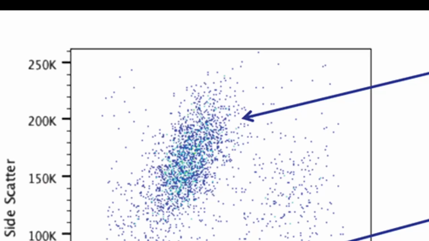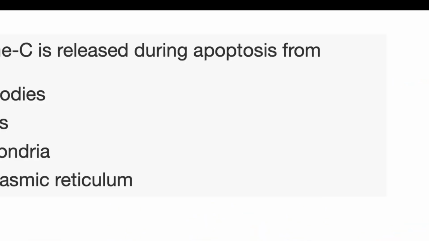Okay, let's move forward. Question number 11. Cytochrome C is released during apoptosis from dash. Option A, Golgi bodies. Option B, nucleus. Option C, mitochondria. Option D, endoplasmic reticulum. Cytochrome C is released during apoptosis from which of these cellular structures? Is it Golgi bodies? Is it nucleus? Is it mitochondria or endoplasmic reticulum?